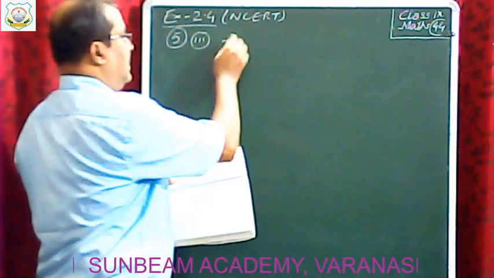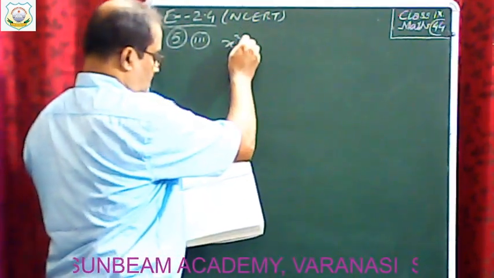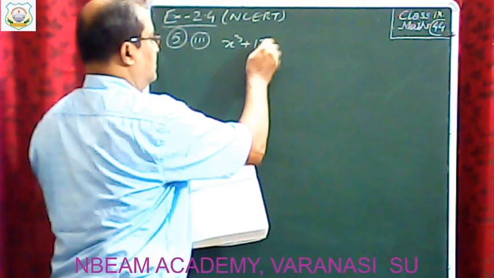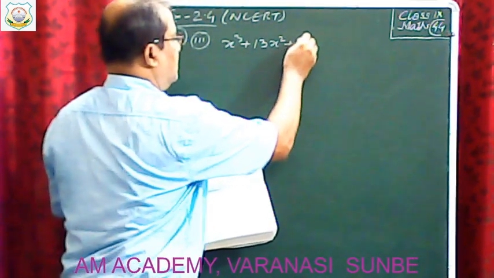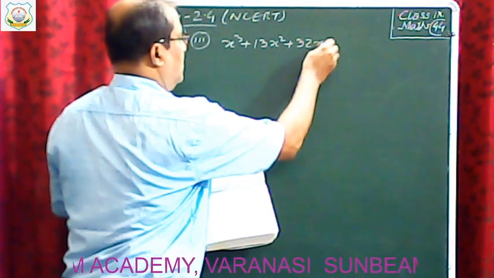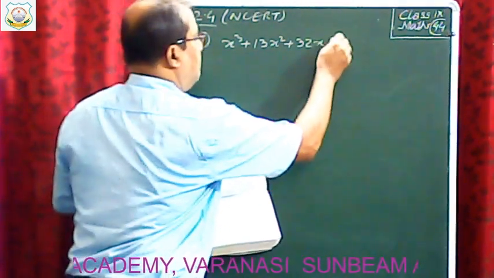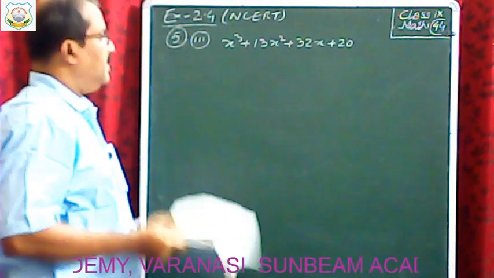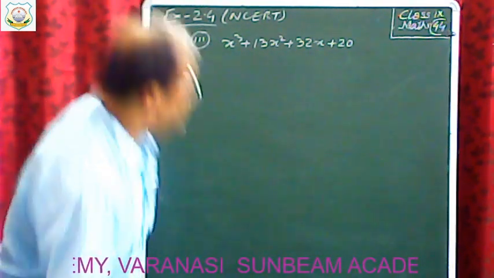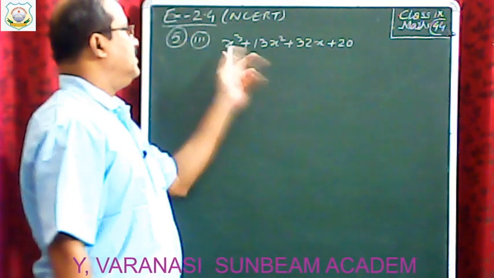Factorize x cube plus 13x square plus 32x plus 20. Okay, we have to factorize. So there are 4 terms. One is a perfect cube term.